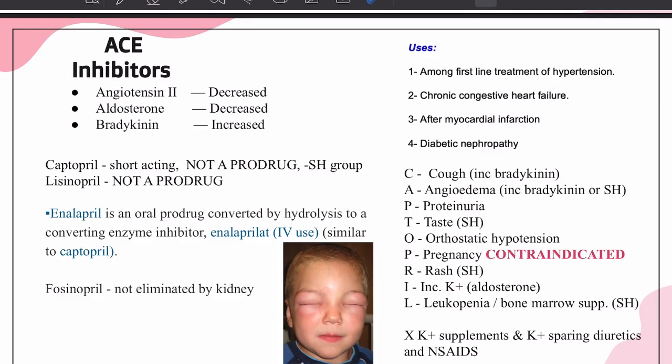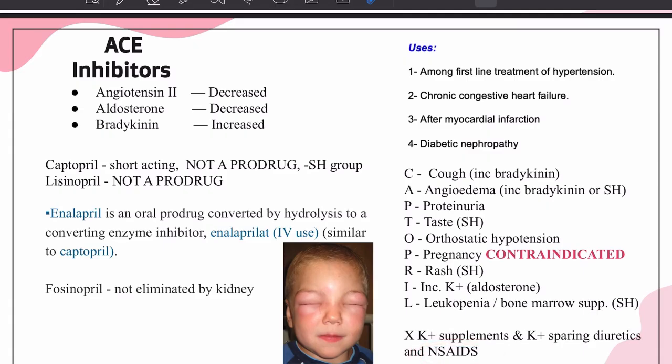So those are the side effects, and most of them make sense depending on either the bradykinin accumulation or the irritation that might be present due to the sulfur hydride, or the aldosterone effect with increased potassium. Now, coming to the idea of increased potassium, you cannot give a patient that is on ACE inhibitors, where you're decreasing aldosterone and increasing potassium, potassium-sparing diuretics or potassium supplements. Potassium-sparing diuretics are like your spironolactones. Ideally, you will not administer them together because this can cause hyperkalemia, and hyperkalemia can affect the heart in multiple different ways. It can cause arrhythmias and such problems.